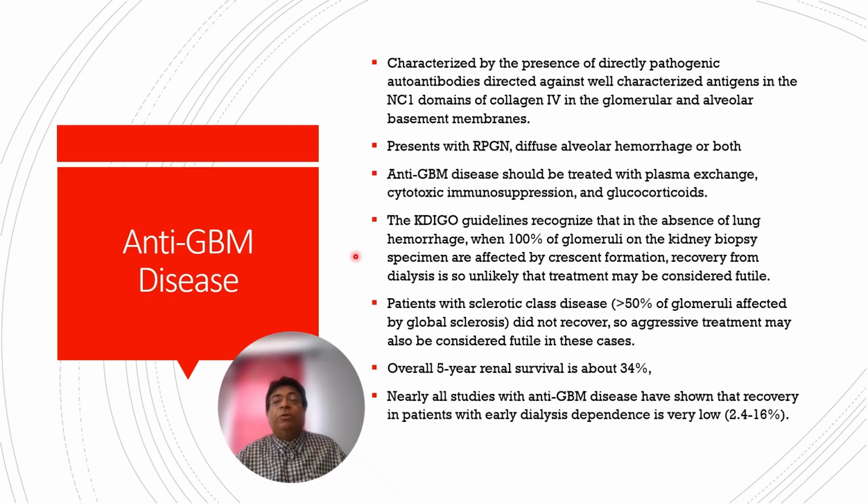Also, patients with sclerotic class disease, more than 50% of glomeruli affected by global sclerosis, these patients also did not recover. So aggressive treatment may also be considered futile in these cases. Overall, the 5-year renal survival is about 34%. Nearly all studies of anti-GBM disease have shown that recovery in patients with early dialysis dependence is very low, meaning once the patient is on dialysis, recovery from dialysis is very low.